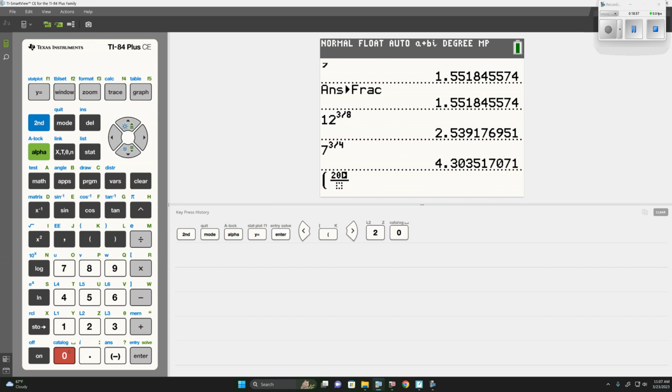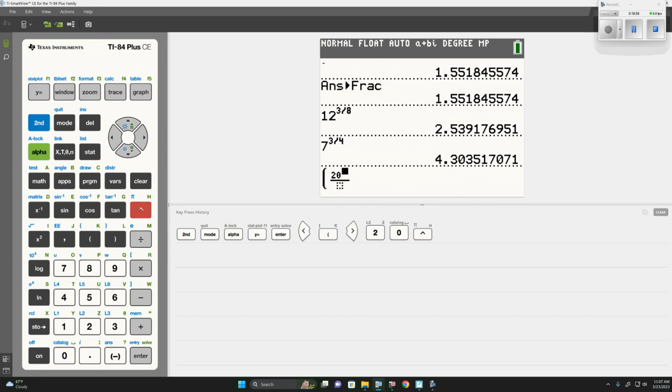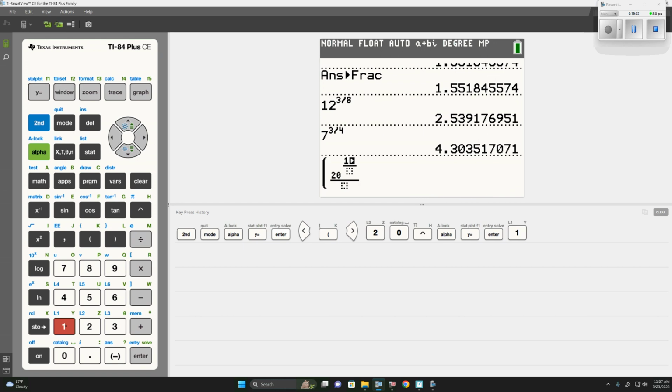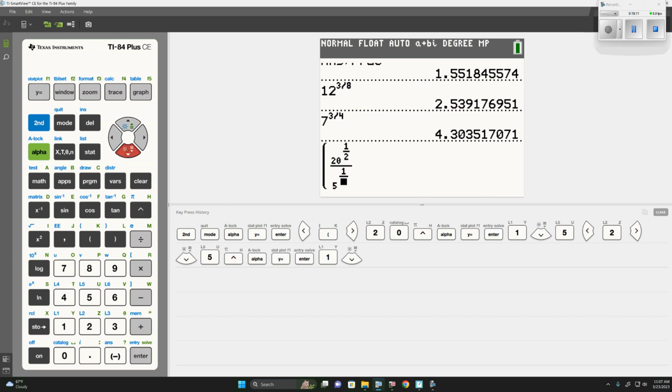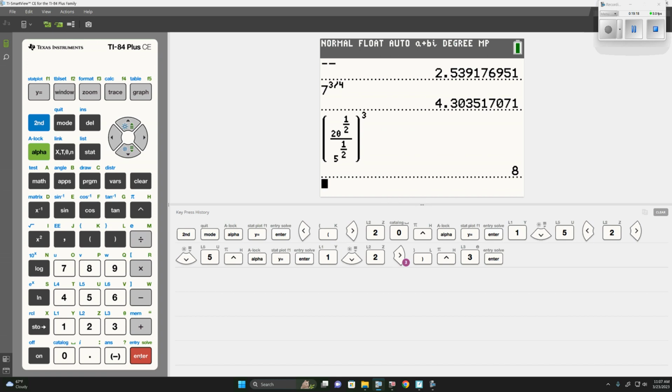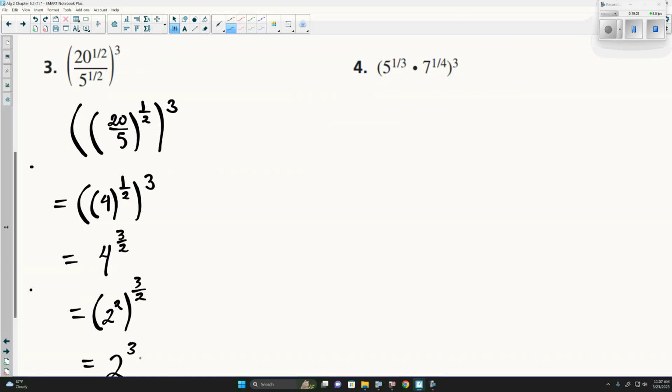So we have 20 to the 1/2 over 5 to the 1/2, all to the third would have given us 8. Now, if we still had a fractional exponent, it would have given us a decimal instead. Questions on any of this here?